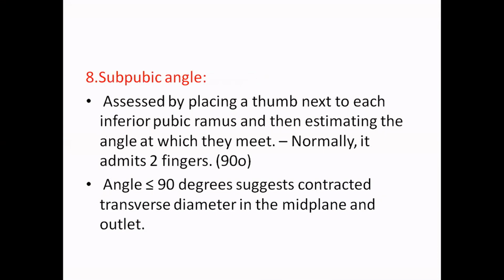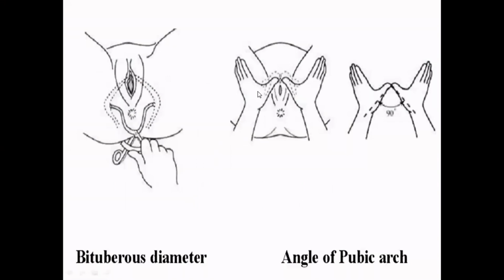Subpubic angle. Normally, this is assessed by placing a thumb next to the inferior pubic ramus and then estimating the angle at which they meet. Normally, this is 90 degrees and it will admit two fingers. An angle less than 90 degrees indicates contracted transverse diameter in the midplane and outlet. This is the way to assess this. Here we can see that the subpubic angle is 90 degrees.